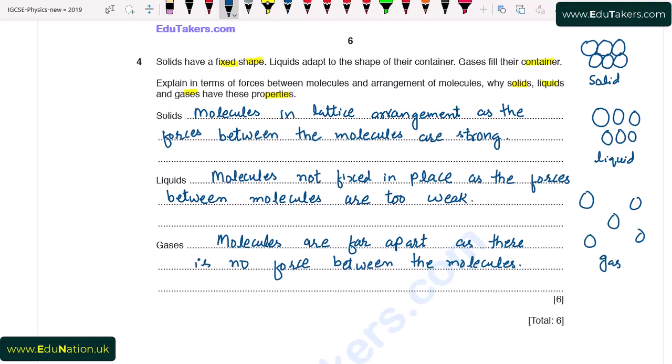Because in gas, the molecules are very far apart from each other, there is a large amount of spacing between them, so the forces are so small that we can neglect them. So there will be no force between the molecules of gas.